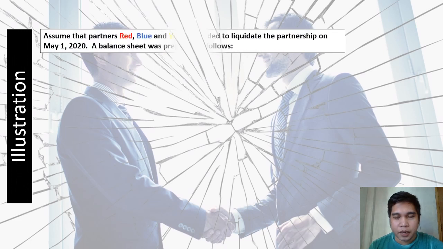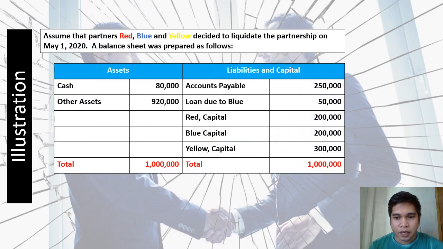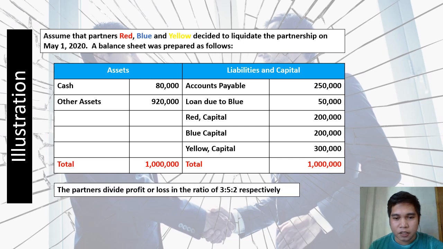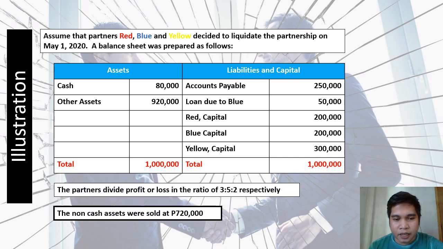Okay, so let's have another example. Sa case naman natin, baguhin natin po yung cash received sa ating sale of non-cash asset. Same example pero magkaiba lang po yung cash received. Sa case natin, the non-cash asset daw were sold at 720,000 pesos. So in this case, may loss tayo kasi ang value ng ating other asset is 920,000 pero naibenta lang natin siya ng 720,000. So let's start.